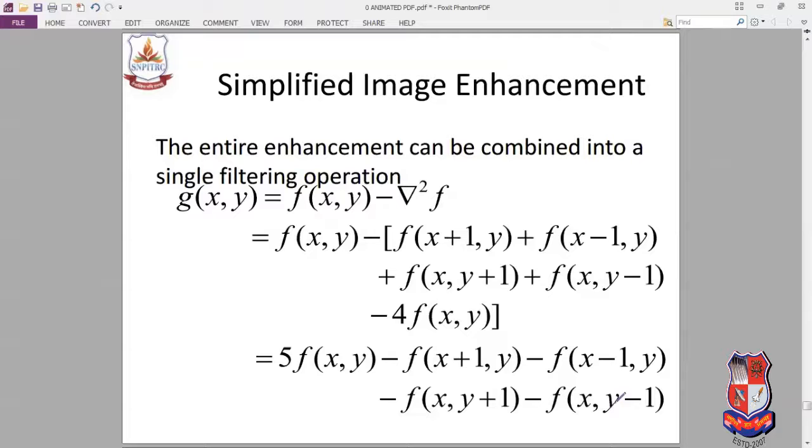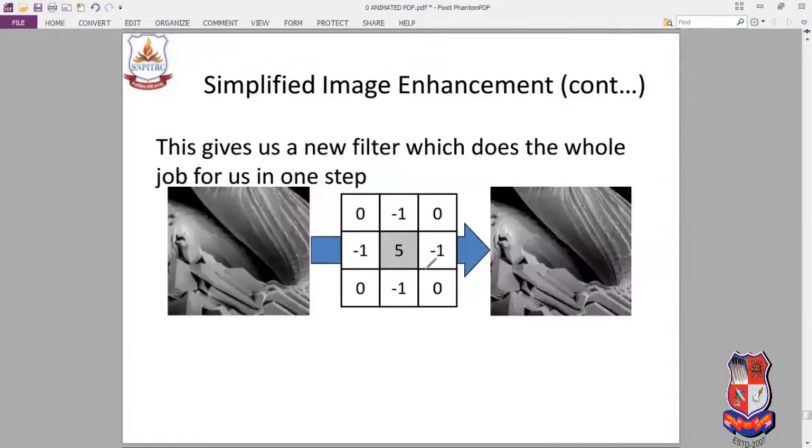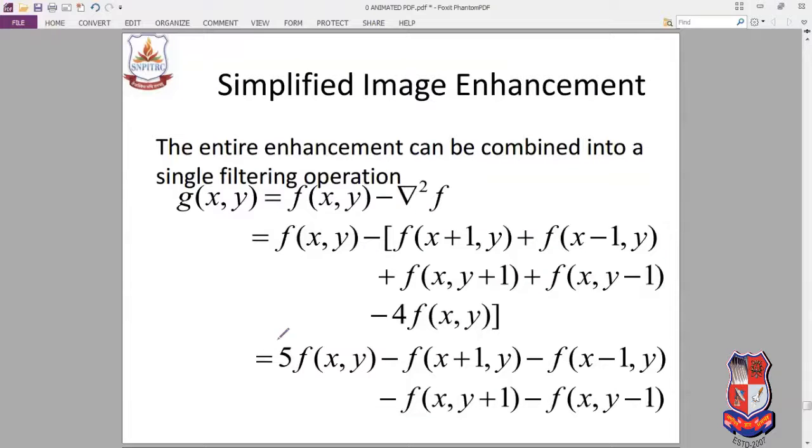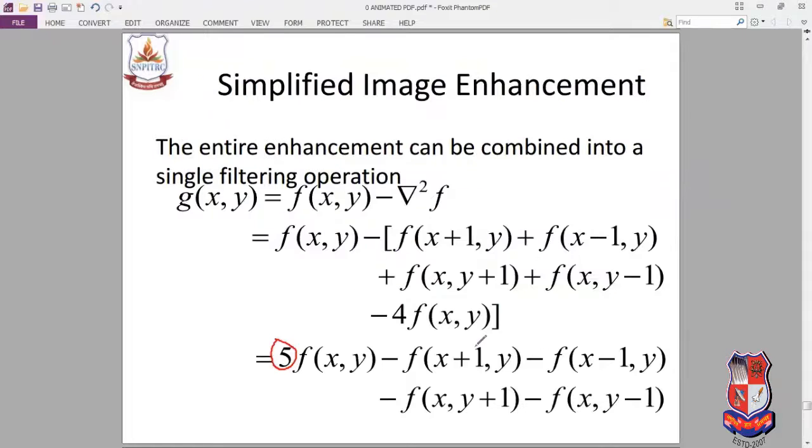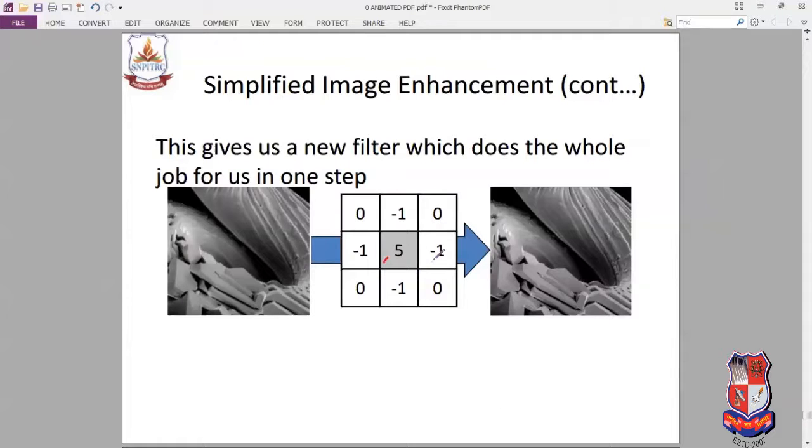Again, you can put this into the filter combination, and you can see here it would become like this. What is the coefficient of f of x comma y? It is 5, so the center is 5. What is the coefficient of f of x plus 1 comma y? It is minus 1. So now we have a new filter which is similar to the Laplacian filter, but instead of plus 4, we have a plus 5 in the center.